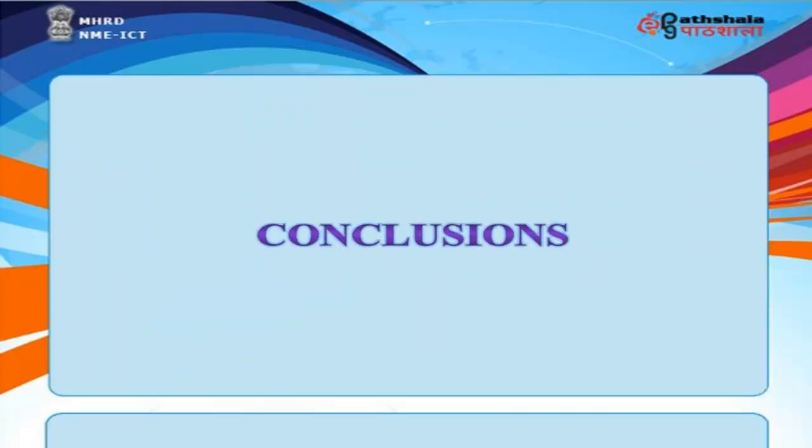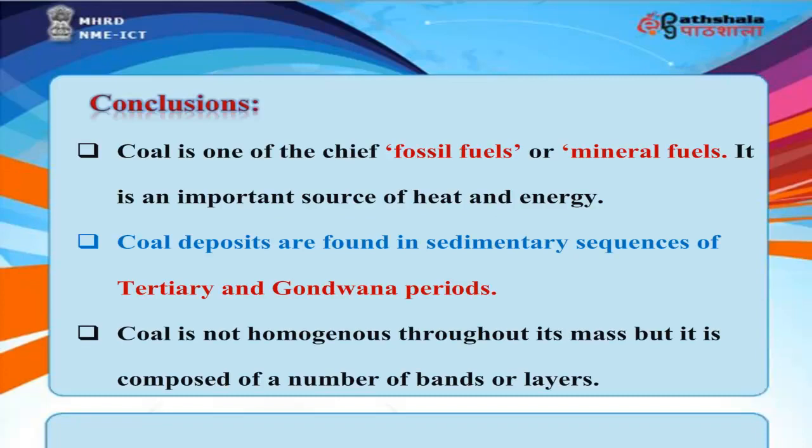Conclusions. Coal is one of the chief fossil fuels or mineral fuels. It is an important source of heat and energy. Coal deposits are found in sedimentary sequences of tertiary and Gondwana periods. Coal is not homogeneous throughout its mass, but it is composed of a number of bands or layers.